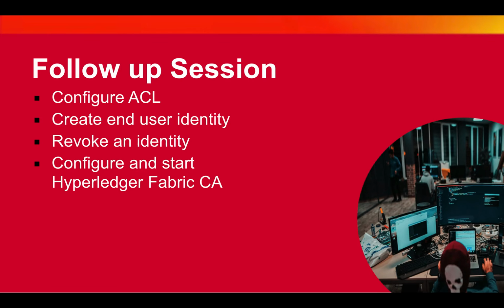So that is it for this lecture. In the next lecture, we are going to look into how to configure the ACL, how to create an end user identity, how to revoke an identity, and how to configure and start Hyperledger Fabric CA.